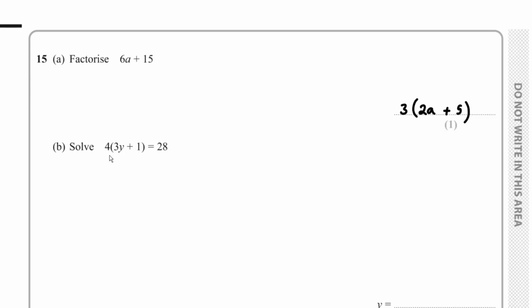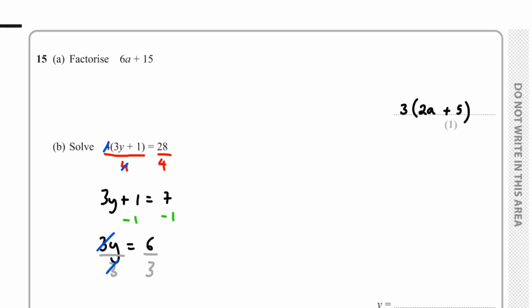Part B, solve 4 multiplied by 3y plus 1 equals 28. If I divide both sides by 4, that means this and this cancel. So I'm left with 3y plus 1 equals 7. So if I now subtract 1 from both sides, we end up with 3y equals 6. And if I divide both sides by 3, you will find this and this cancel, leaving us with y equals 2.